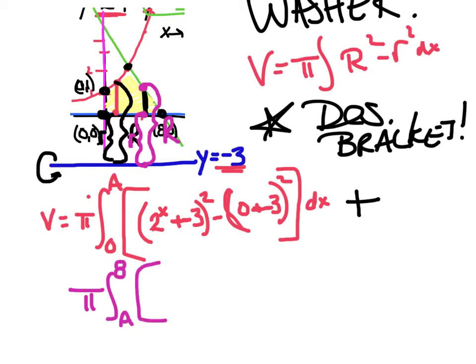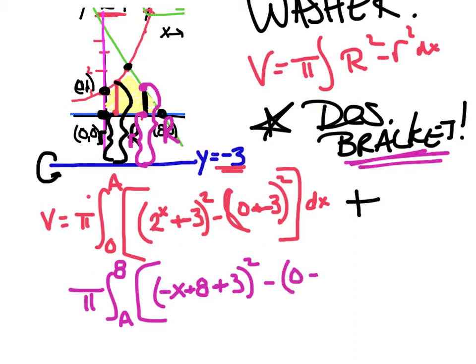All right, now I need big R. So look at your upper minus lower of your bracket. My upper is negative x plus 8 minus my lower, which is negative 3, so I can say plus 3, squared, minus, now I need little r, 0 minus negative 3 squared, which of course is positive 3 squared, dx.